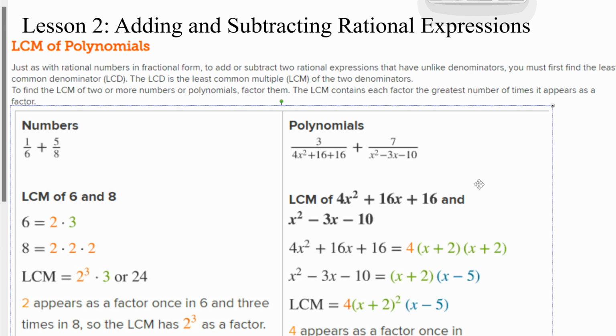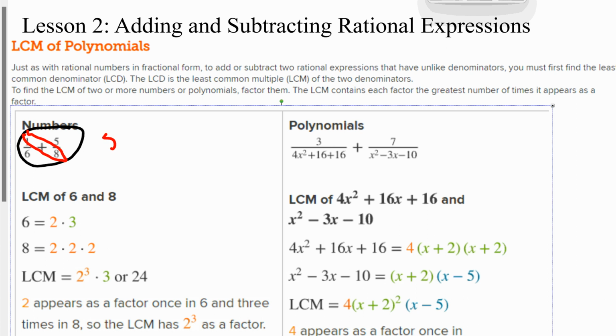Lesson 2 here, adding and subtracting rational expressions. So, just adding and subtracting fractions, basically. Okay, so when we do this, normally we need a common denominator, so sometimes we can just get away with just multiplying across like this.